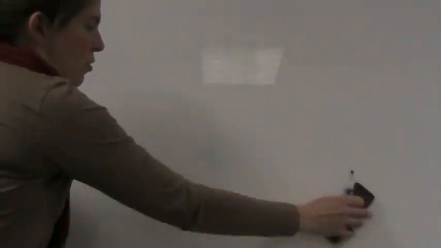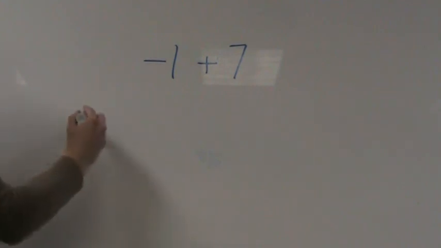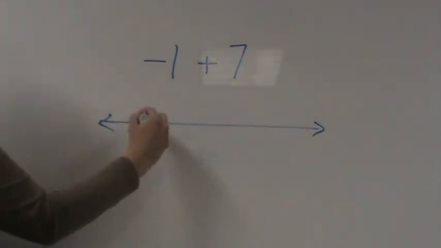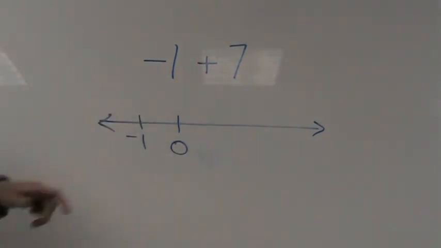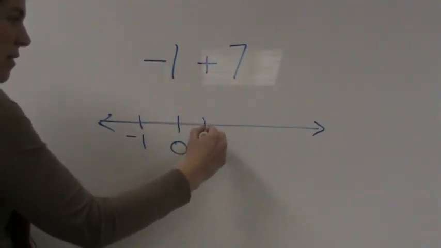Another type of problem that you're going to find is where you'll need to add integers. Something like this: I have negative 1 plus 7. If it's helpful for you to refer to the number line, go ahead and do that. You're going to find your first number, in this case negative 1, on the number line, and when we're adding integers, we're going to go to the right.